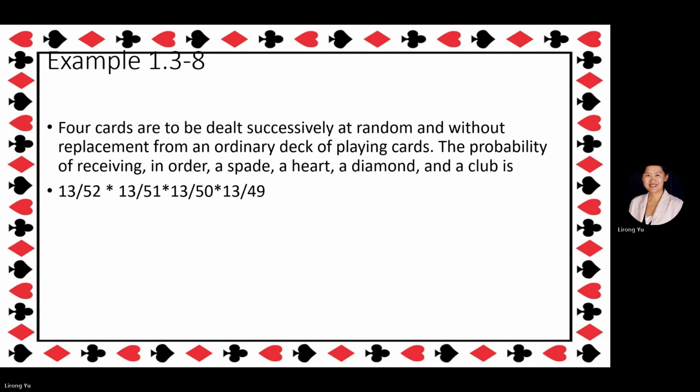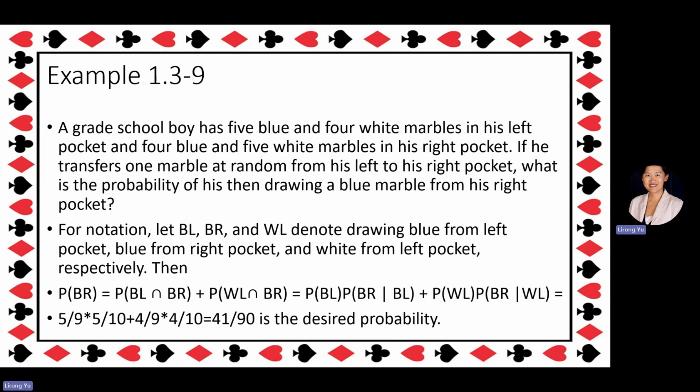Questions? If we were putting the card back, it would be 13 over 52, 13 over 52, 13 over 52. The reason the denominator changes is because we keep the card without putting it back. All right.